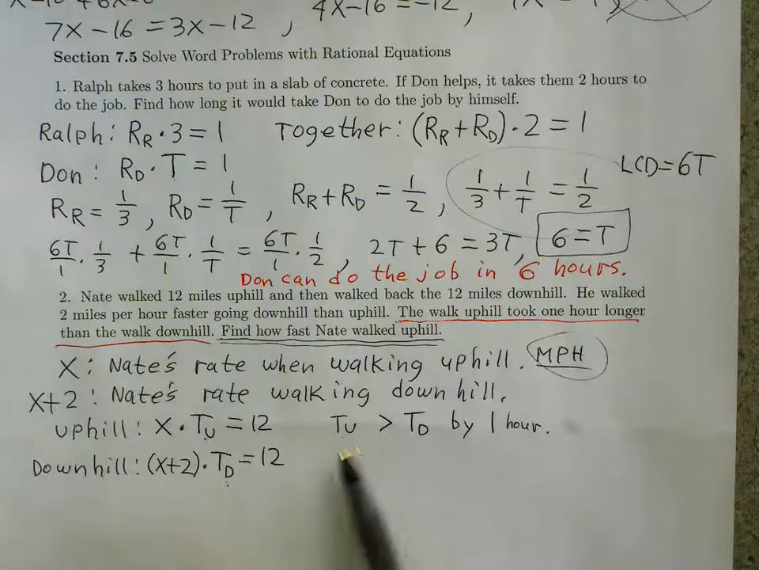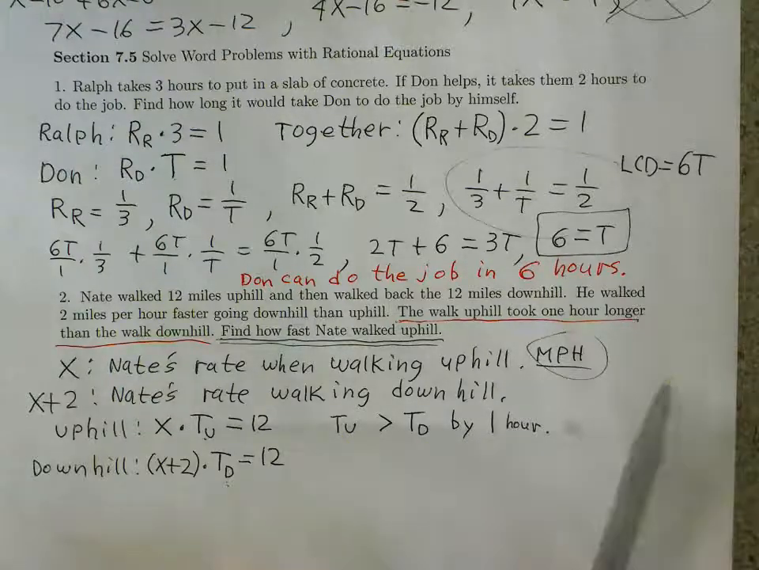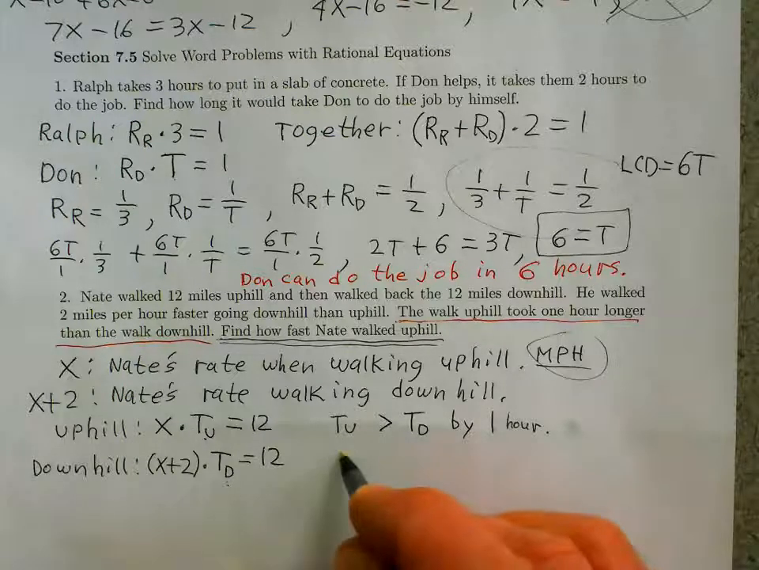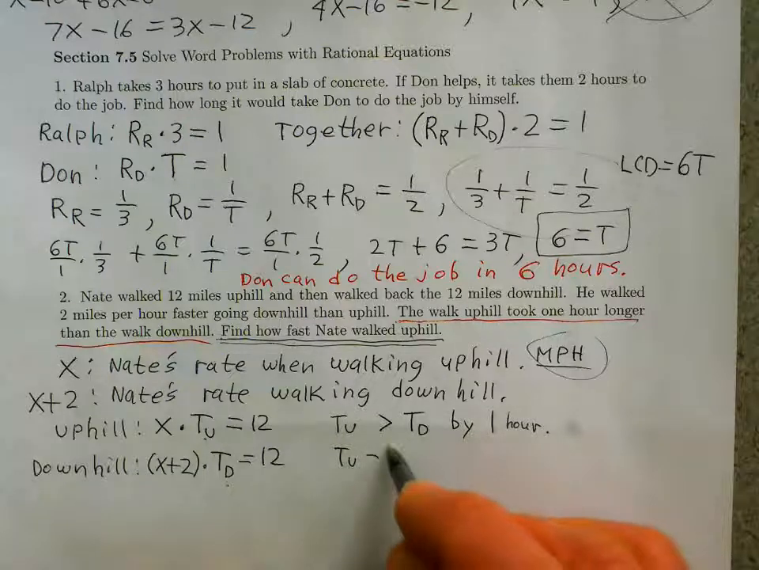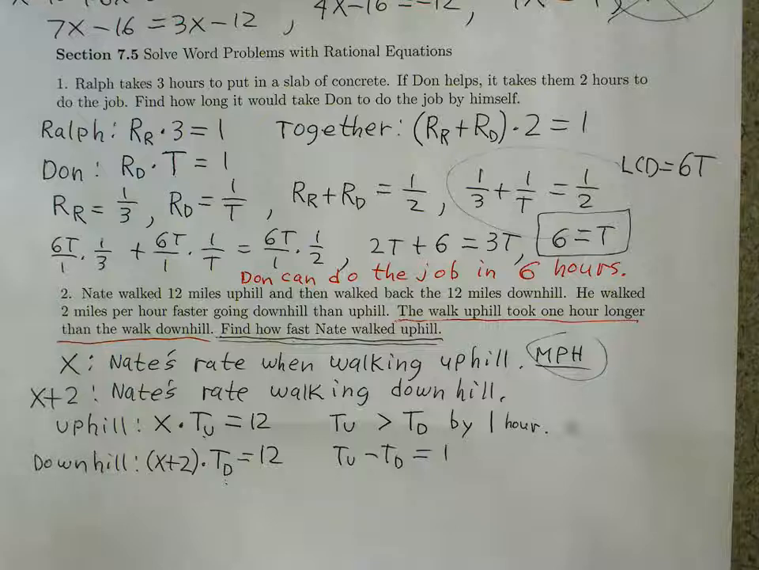So a couple of things to do. Note that if t sub u is greater than t sub d by 1, one way to get an equation out of that information is t sub u minus t sub d equals 1. So if you subtract the smaller number from the larger number, it's equal to 1, because we know the difference is 1. Okay, that's a good start.